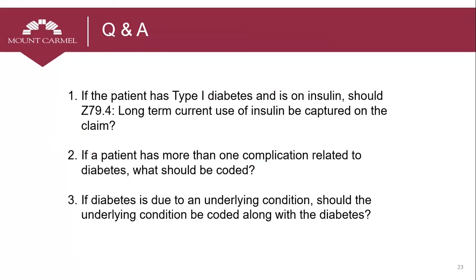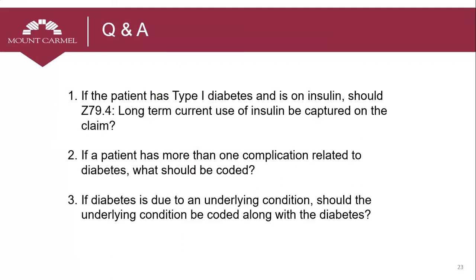Question 2, if a patient has more than one complication related to diabetes, what should be coded? If a patient has more than one complication relating to diabetes, all should be documented in the record with supporting documentation, and each complication should be coded using a diabetic complication code. There is no limit to the amount of complication codes used for diabetes. There should be as many used as needed to capture all diabetic complications.